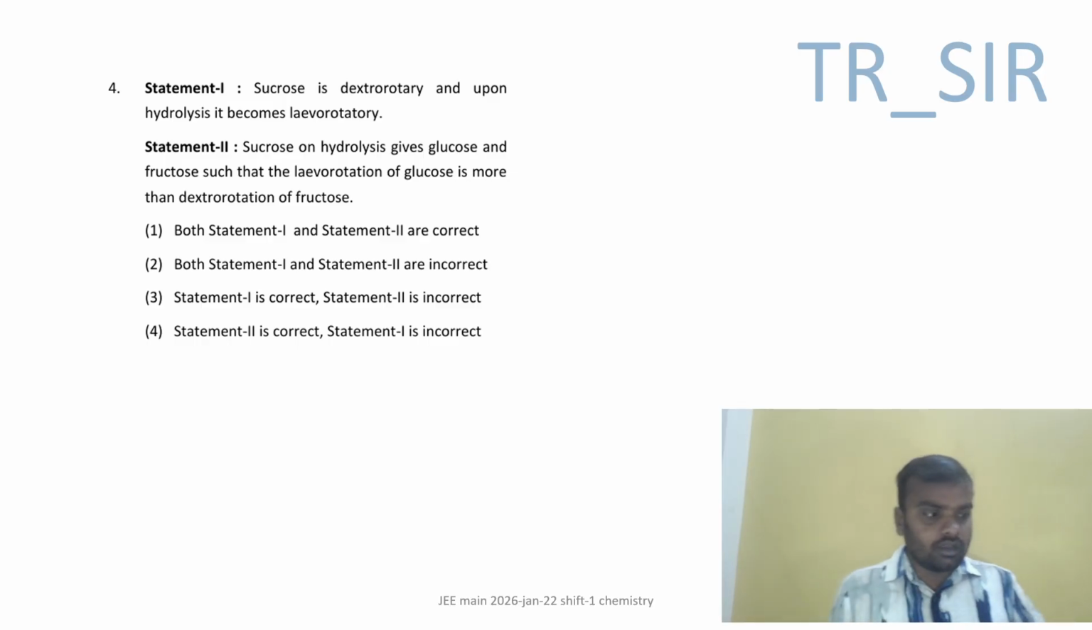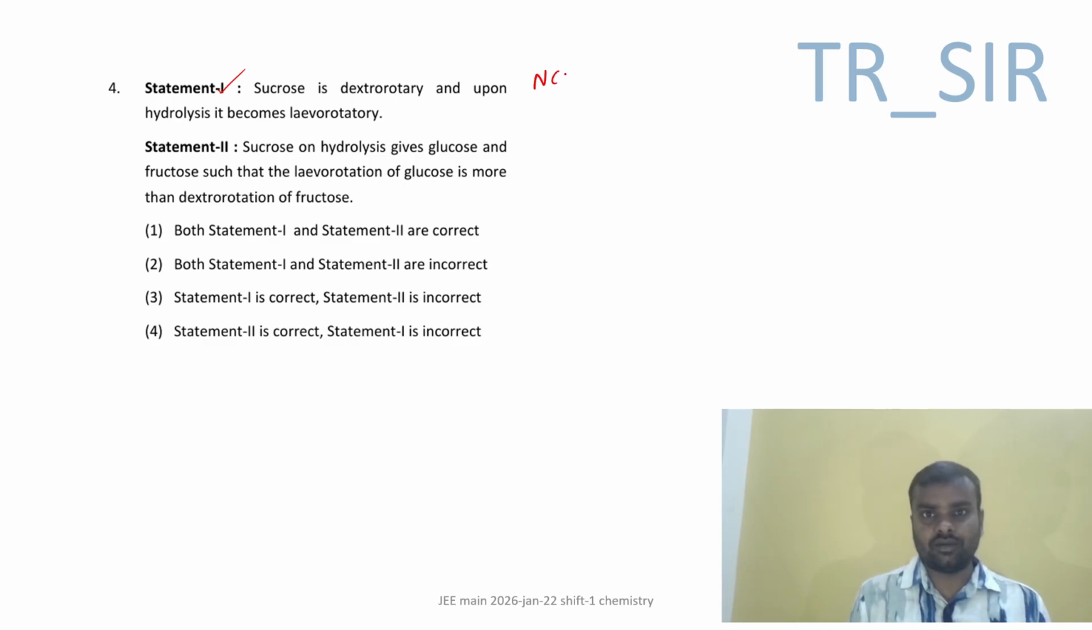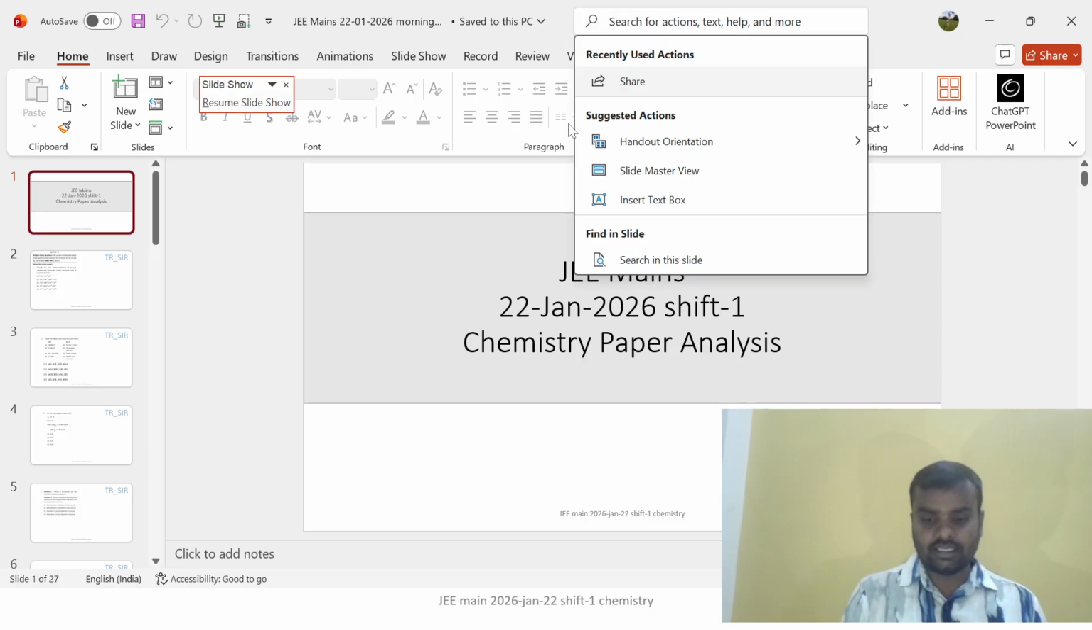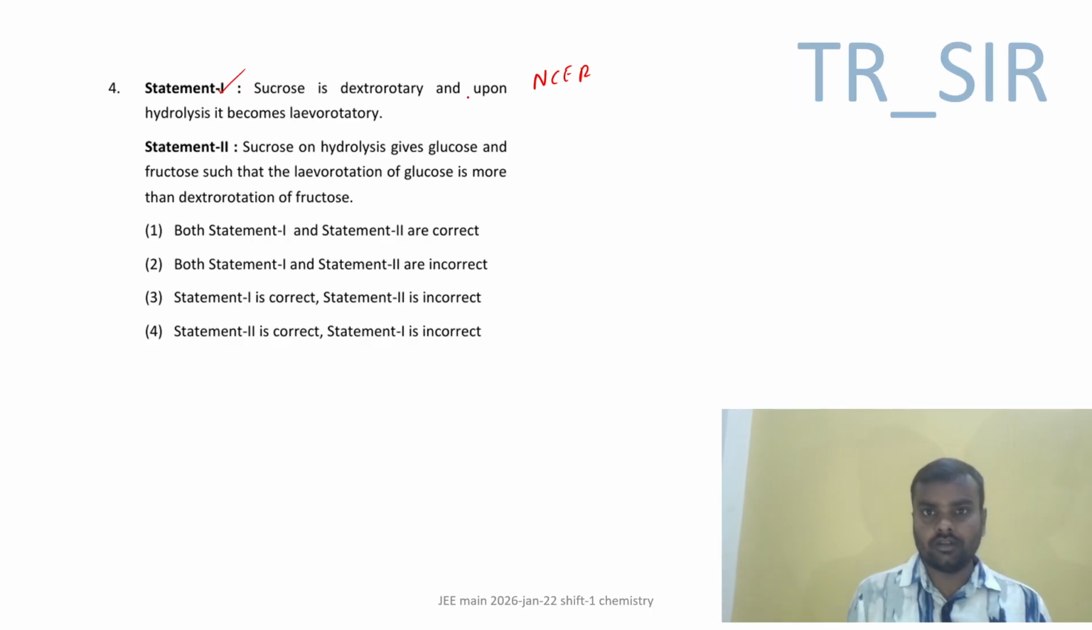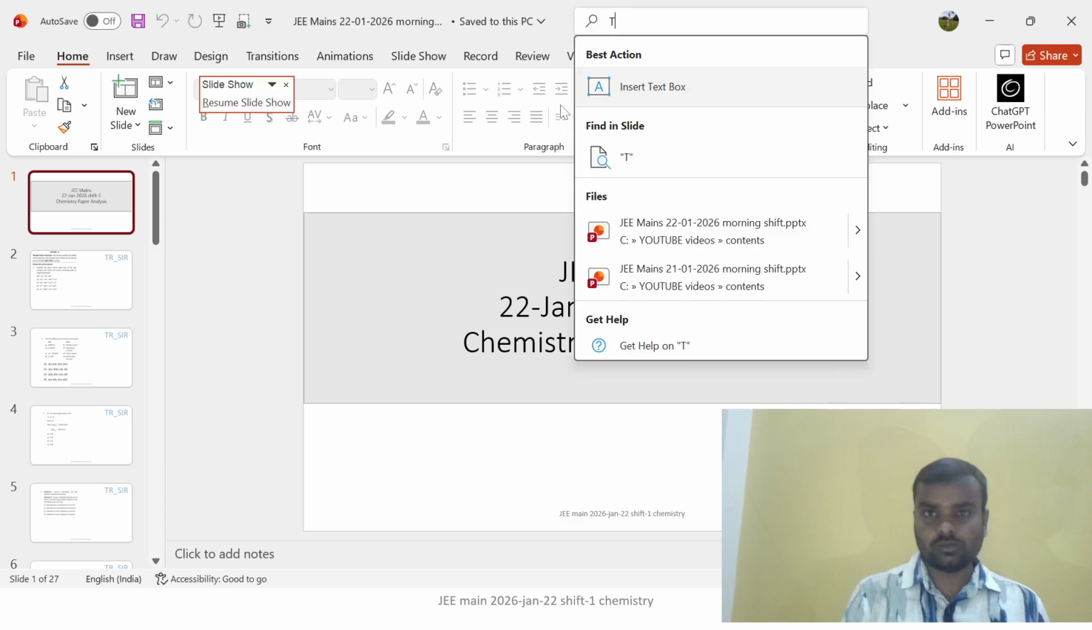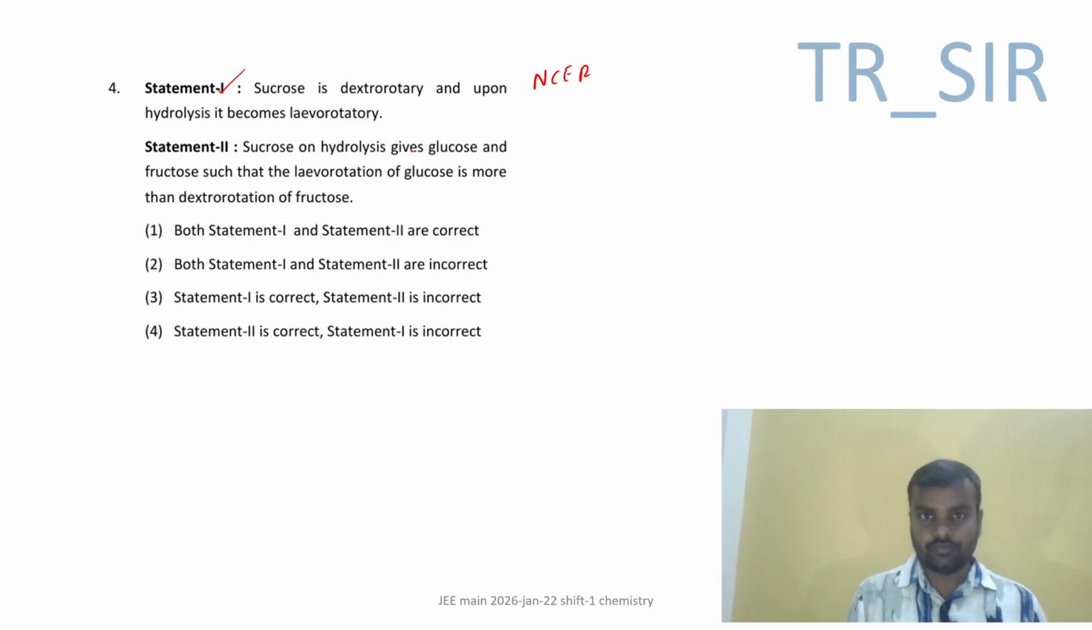Now the fourth question. Statement 1: Sucrose is dextrorotatory, and upon hydrolysis it becomes levorotatory. This statement is perfectly correct. This question is framed from the NCERT, old book page number 417, where you can get the answer. So statement 1 is absolutely correct.